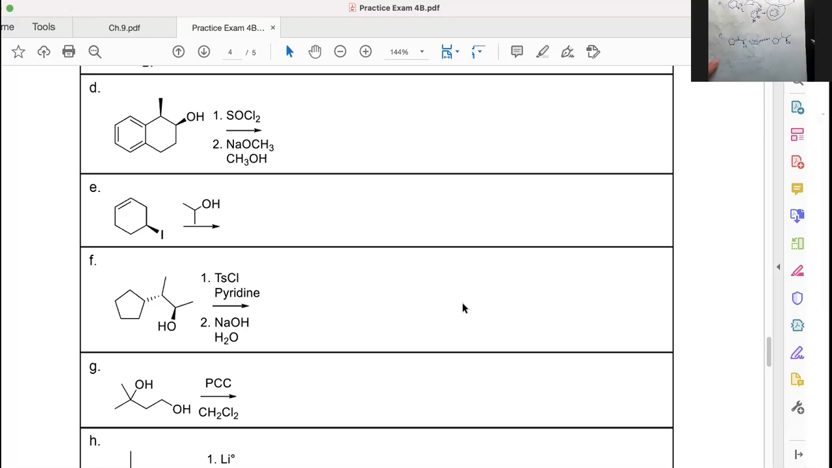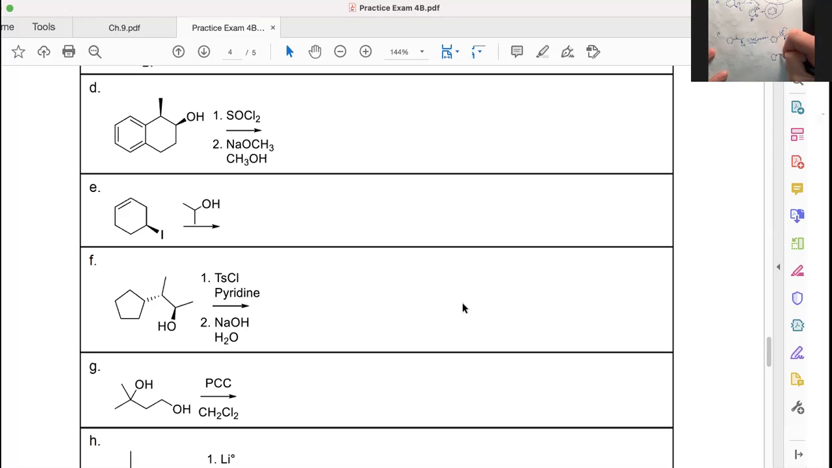And then in step 2, it looks like it's going to be E2 conditions with sodium hydroxide and water. So that's going to give me E2, and specifically the Zaitsev. We want Zaitsev. That basically means that I'm going to remove a proton to form the more substituted alkene. So that would be this position, and so essentially you get this structure.